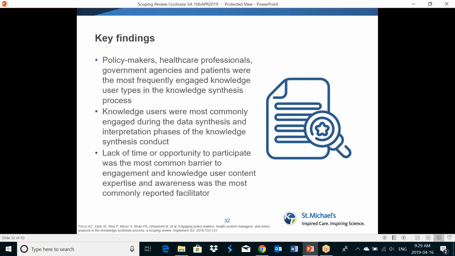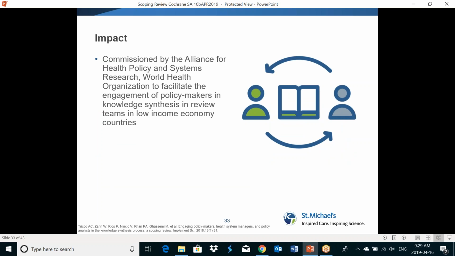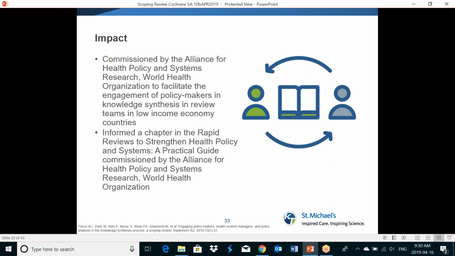So perhaps members here that are on the line today are interested in engaging different knowledge users in your systematic review or in your scoping review, so you can use the results of our project to help inform that. And this was actually directly used to facilitate the engagement of policymakers in different teams that are in low-income economy countries. So we've been doing some work through the WHO with different centers across the world and trying to make sure that their policymakers are using evidence in their decision-making needs. So this would help inform those efforts. And it was also included in a chapter in our guide on rapid reviews to strengthen health policy and systems. And again, this was commissioned by the Alliance for Health Policy and Systems Research at the World Health Organization.